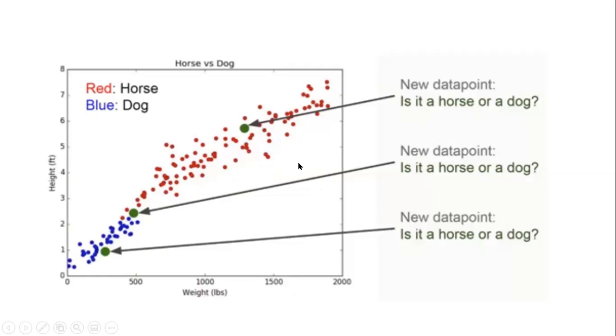So by logic, meaning domain knowledge, and domain knowledge here is biology. I have seen dogs and horses. So horses are taller and heavier. So all the points over here should be horses, right?